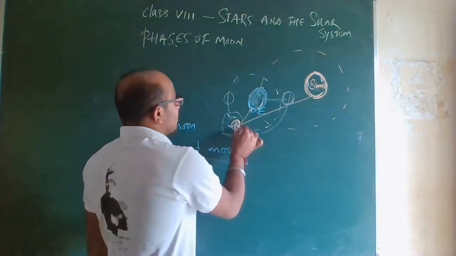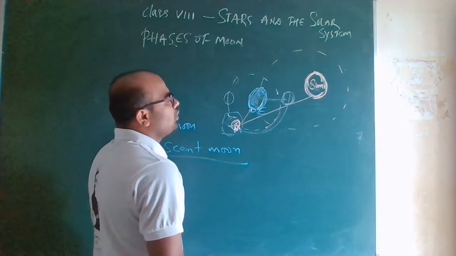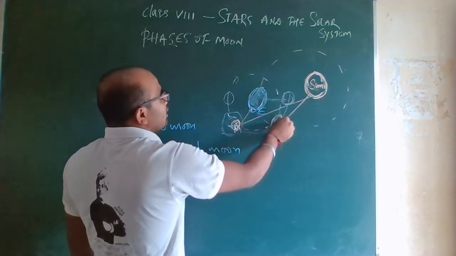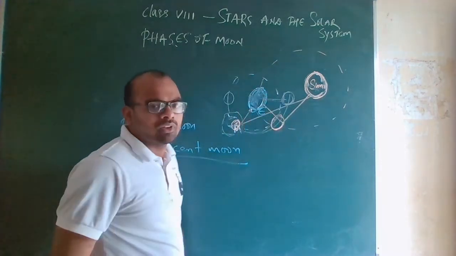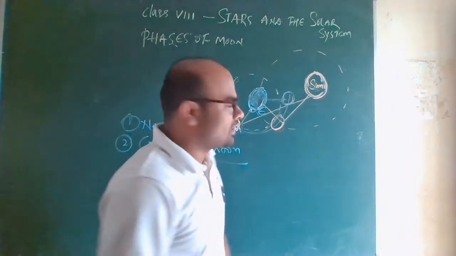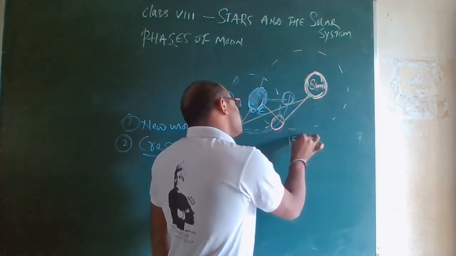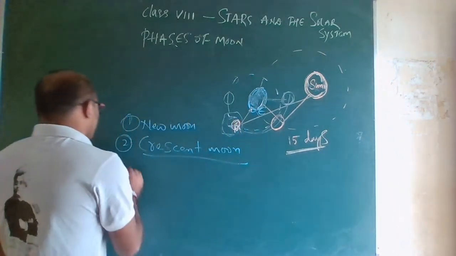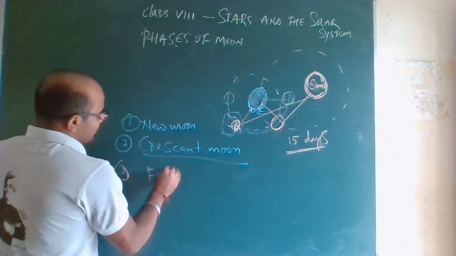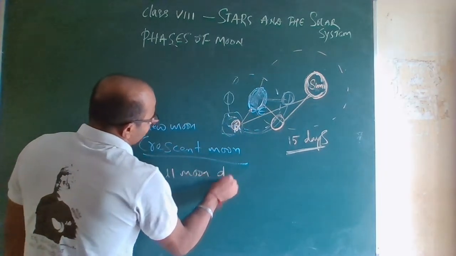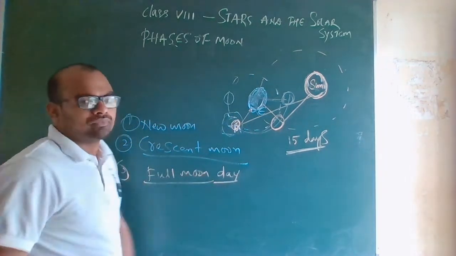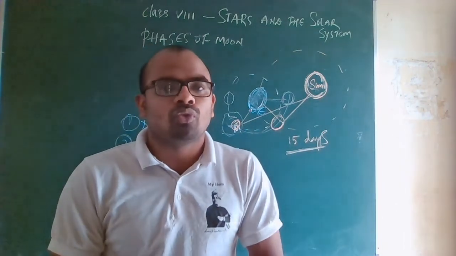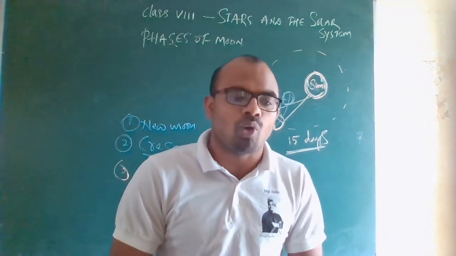So how many days will it take to complete? It has to appear completely. Let us say here the light is falling and it is all reflecting all the light. Since it is reflecting all the light, it takes 15 days, and comes to the stage called full moon day, Hunnime, Paurnime.